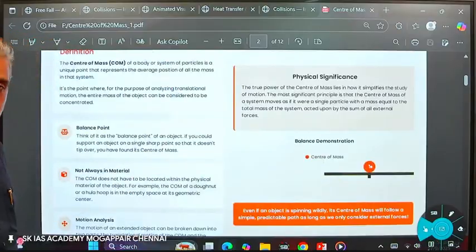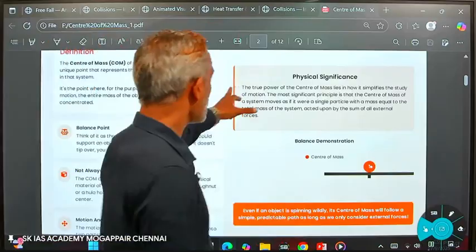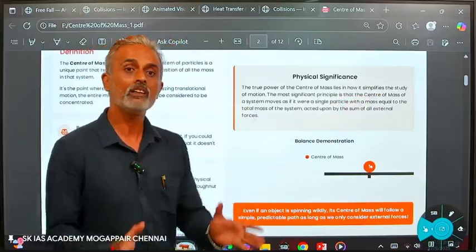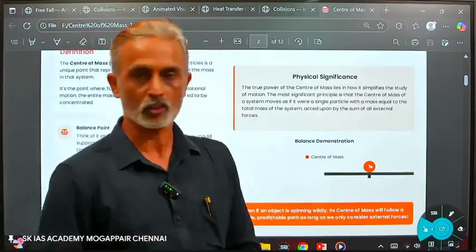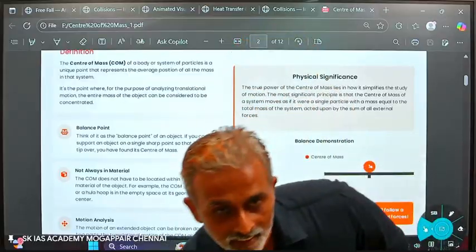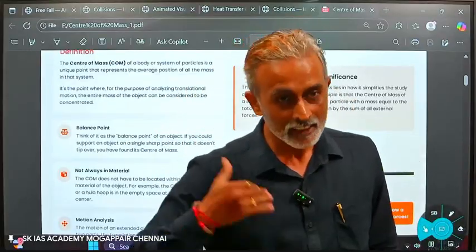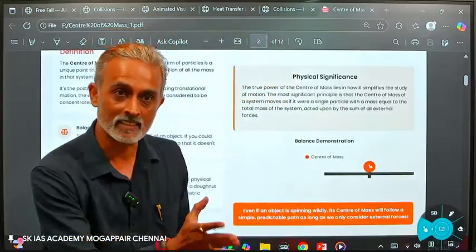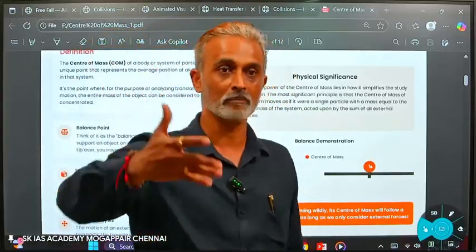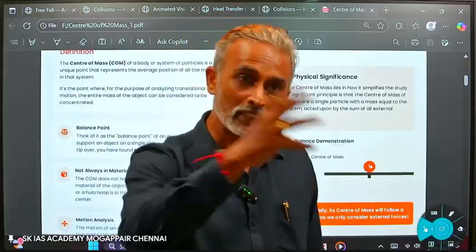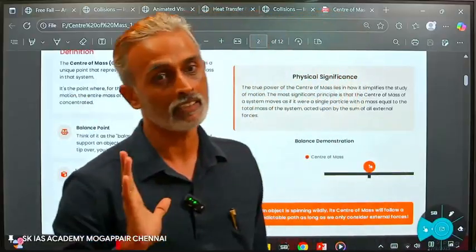Okay, what is the physical significance of the center of the mass? The true power of the center of the mass lies in that it simplifies the study of motion. Suppose I have to study the motion of the chair. Then when we know the center of the mass, it is so beneficial. Correct? Like if you have to study a spacecraft, a launching missile, or the landing of a plane, everywhere you have to know the center of the mass.